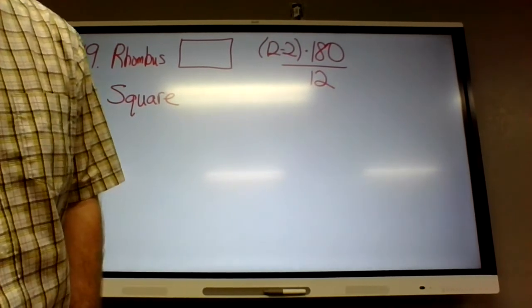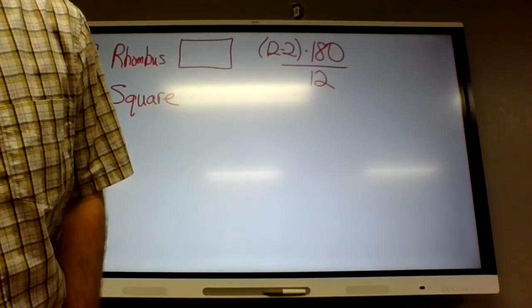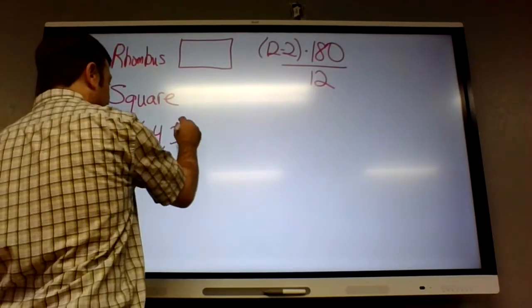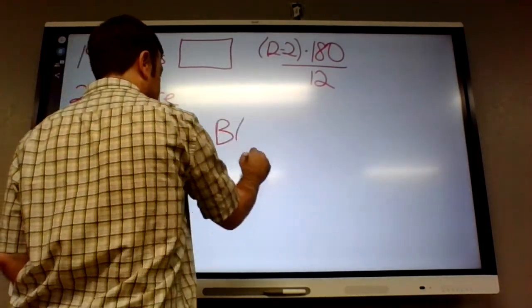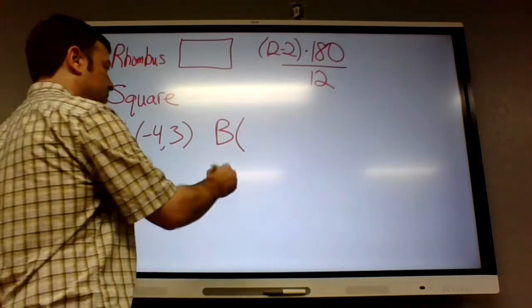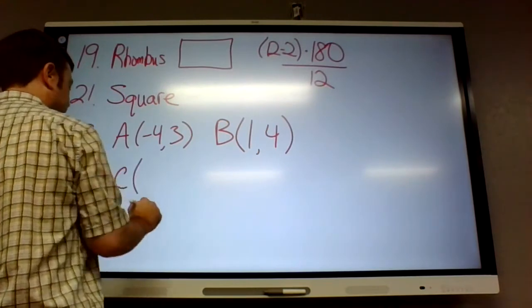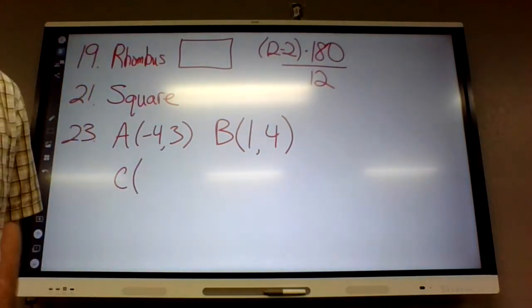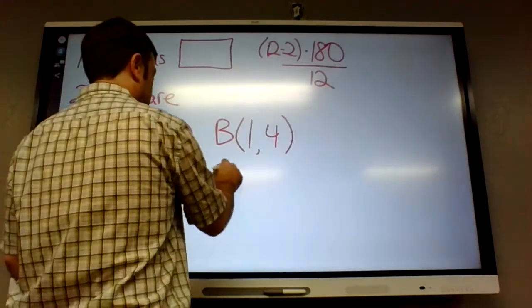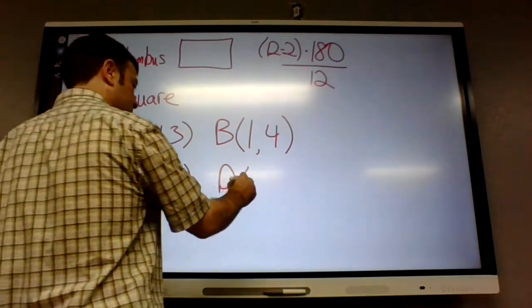So A is negative 4, 3. Where's B at? 1, 4. Where's C at? 2, -1. Where's D at? -2, -2.